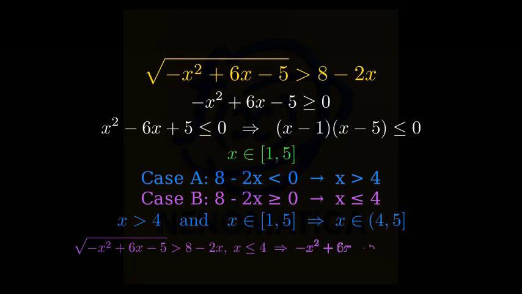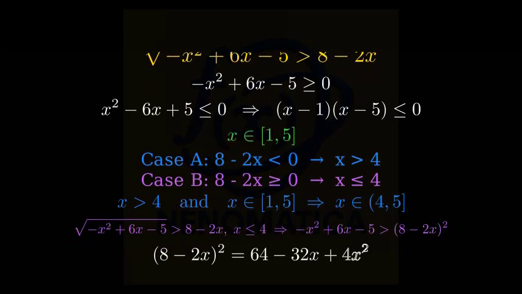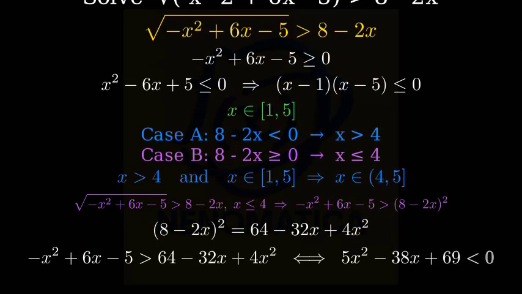Case B, if x is less than or equal to 4, the right side is non-negative, so we can square both sides without flipping the inequality. This gives negative x squared plus 6x minus 5 is greater than the square of 8 minus 2x. Expand and simplify. Expanding the square gives 64 minus 32x plus 4x squared. Moving all terms to one side, we get 5x squared minus 38x plus 69 less than 0.